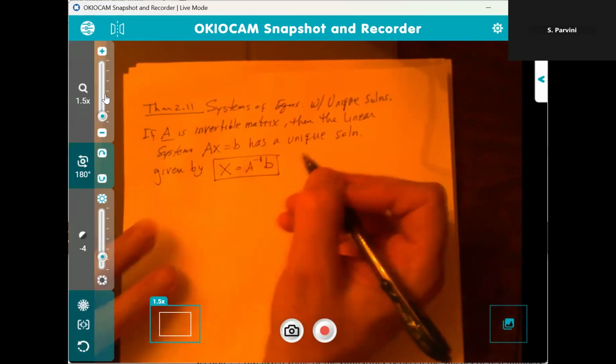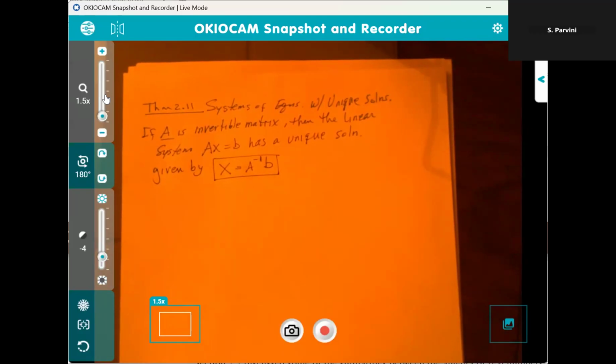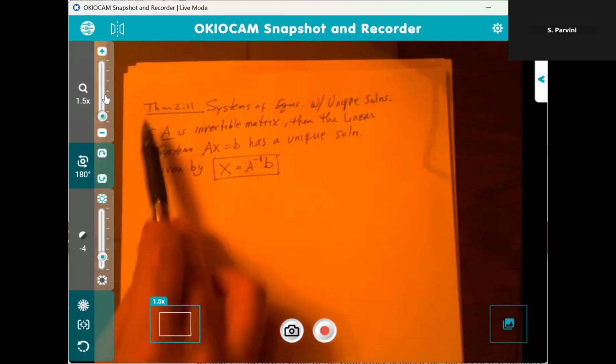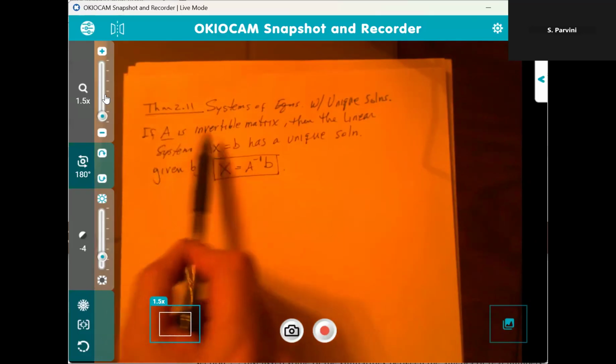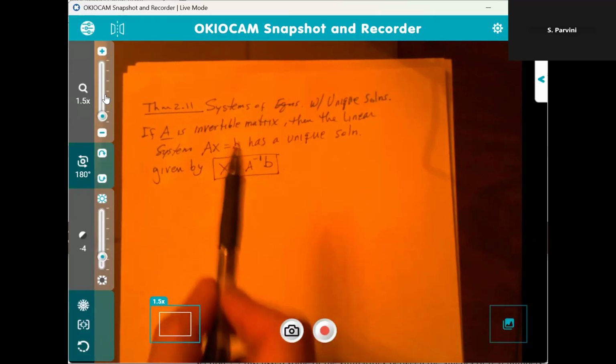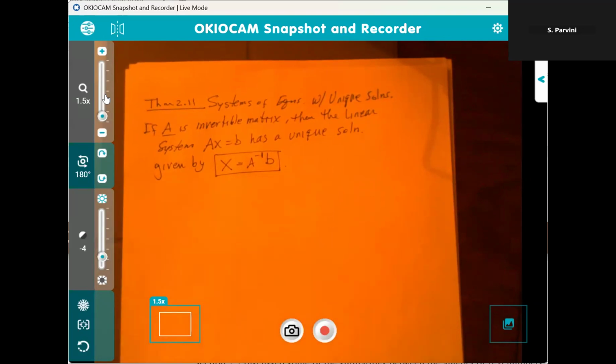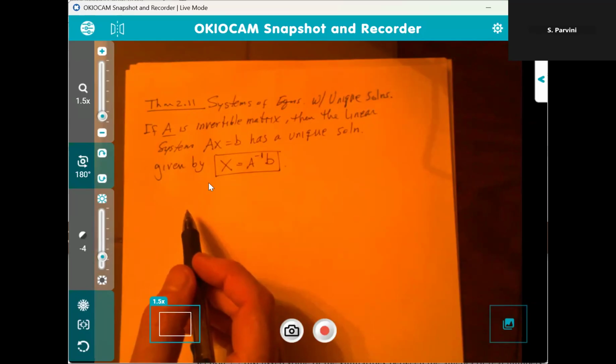Remember, we did one earlier when we talked about finding the 2x2 determinants. I mean, not determinant, I'm sorry, the 2x2 inverse. An example I did, the answer had fractions in it. So there you go. According to this theorem, if A is invertible, then the system has a unique solution, and this is the solution. So let's prove this one.